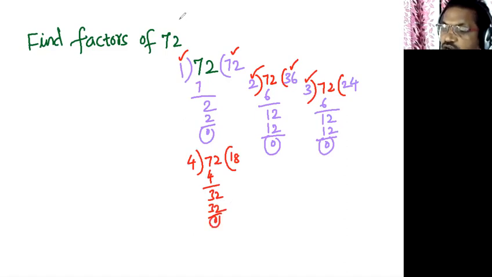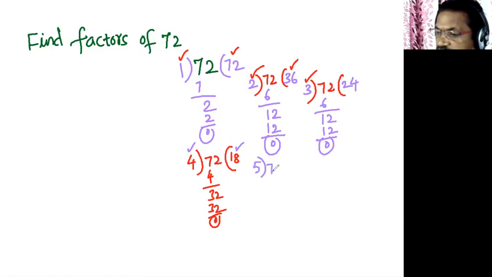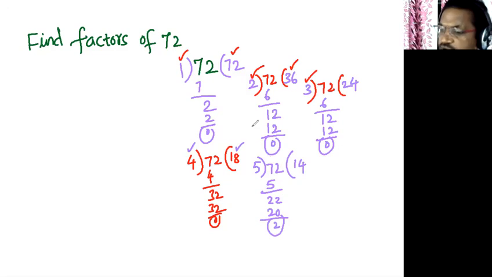So 4 is also a factor of 72, and 18 is also a factor of 72. Now let us divide with 5. 5 1s are 5, 22, 5 4s are 20. So here 2 is the remainder. So 5 is not a factor of 72.